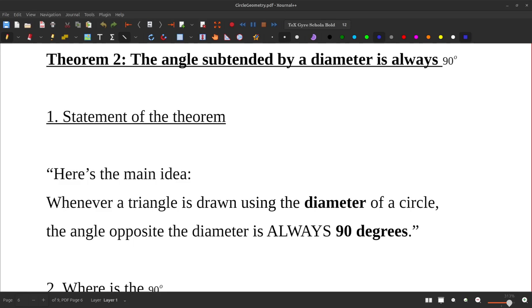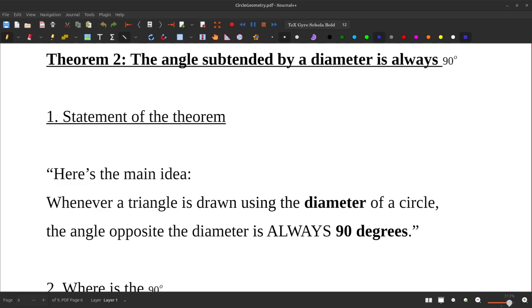Just a recap. Our first theorem said the angle at the center is always twice the angle on the circumference. And in this video we are going to find the value of the angle subtended by the diameter. So here's the theorem. It says the angle subtended by the diameter is always 90 degrees.